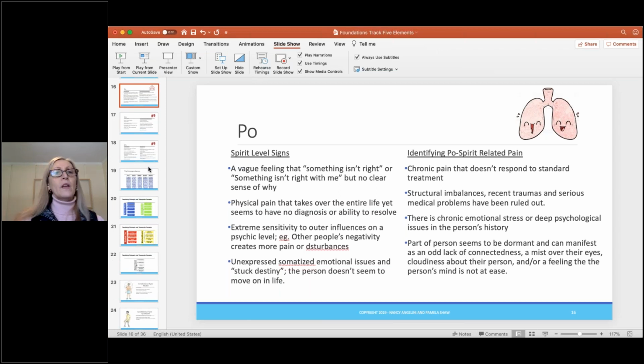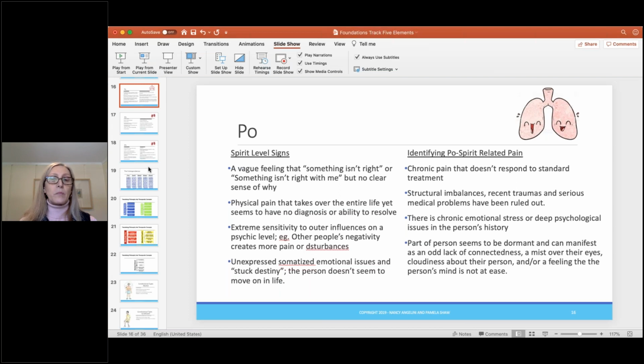So spiritual signs: "I just can't put my finger on it, but something isn't right with me, or I feel like something's wrong with me, but I don't know why." That's a spiritual Po. That is a Po out of balance. There's something wrong with the spirit of the lungs and large intestine. They'll have physical pain, and it takes over their entire life, and they can't find a diagnosis, and they can't find resolution.